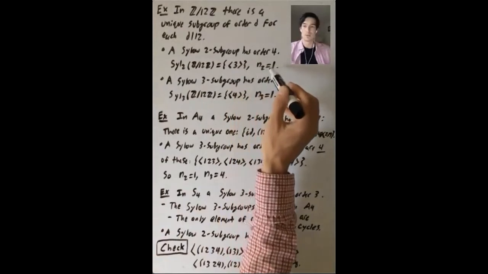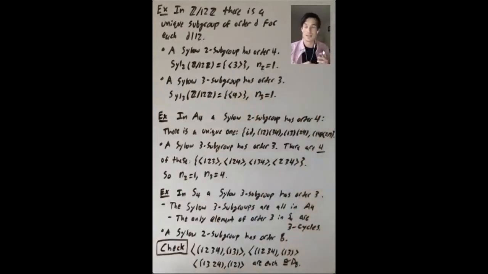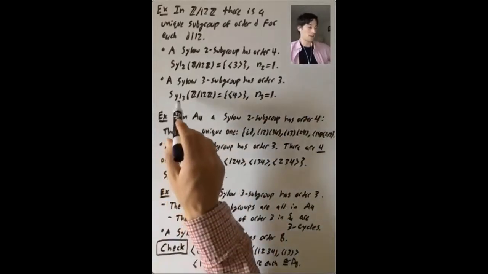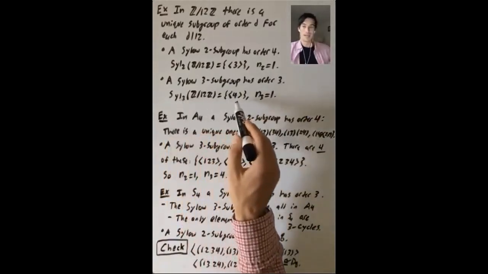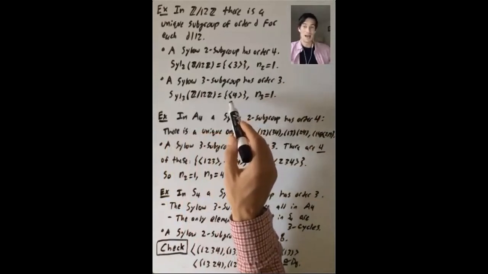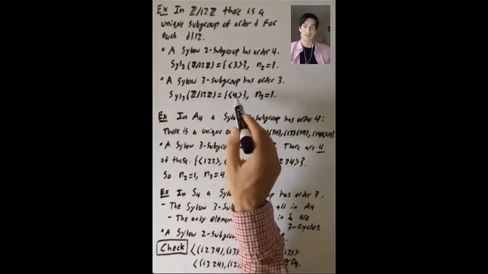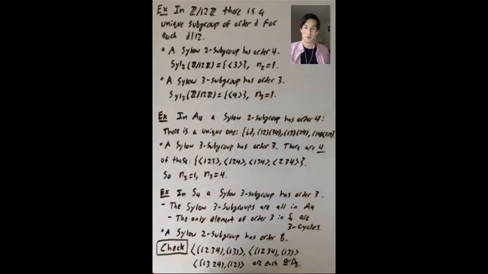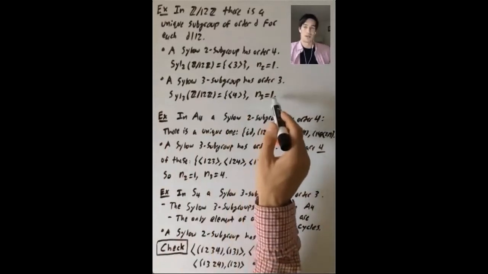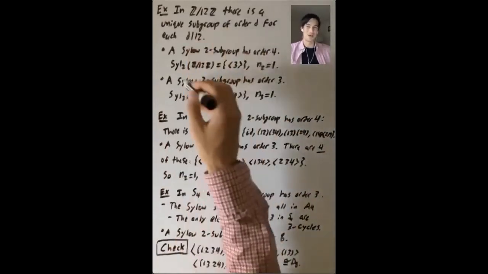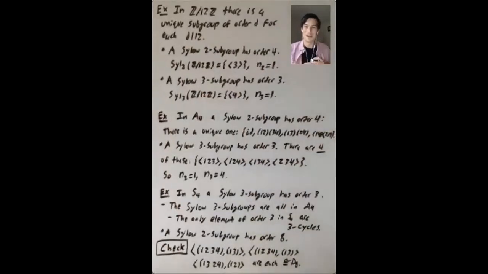So n_2 equals 1. A Sylow 3 subgroup of Z mod 12Z has order equal to the highest power of 3 dividing 12, which is 3. So the set of Sylow 3 subgroups has exactly one element, and one way to write it is the cyclic subgroup generated by 4. So n_3 is also 1. So from this example, you can figure out what happens for any Z mod nZ.